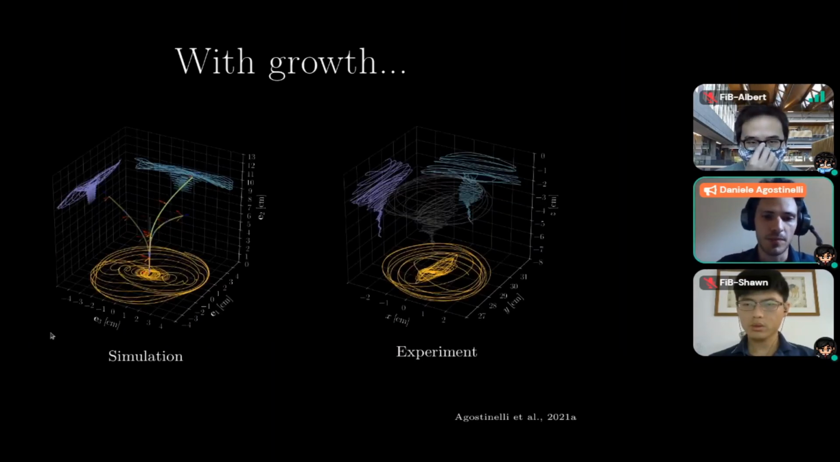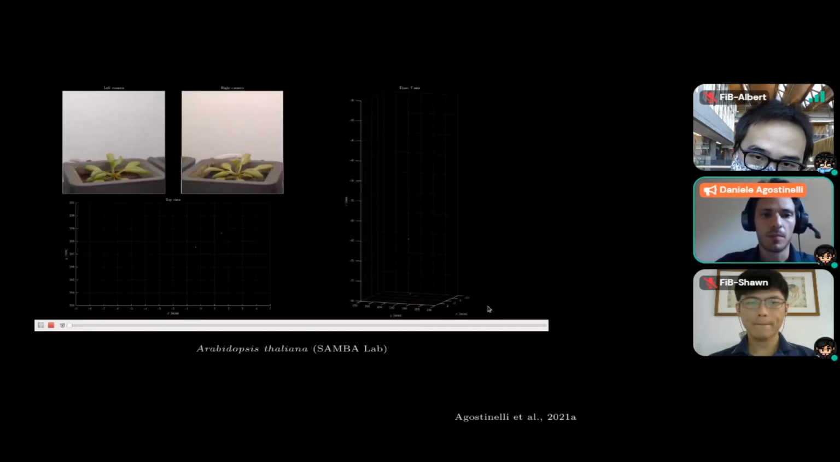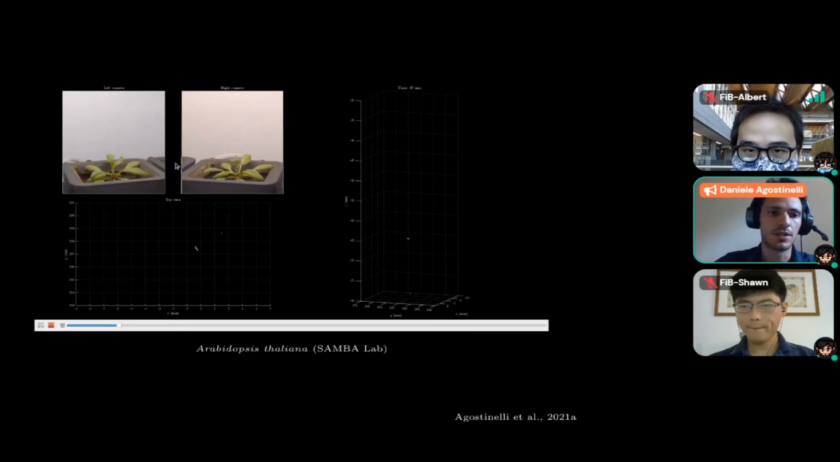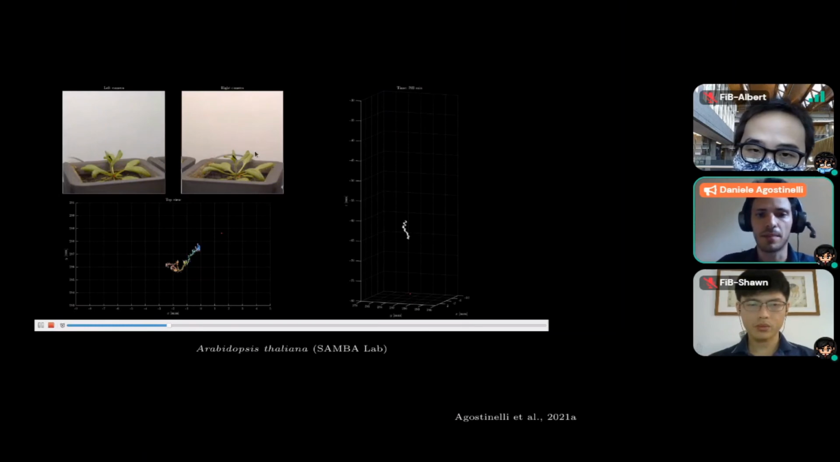As a proof of concept, we conducted some experiments on plants, and here we report the trajectories for a qualitative comparison between the simulation on the left and the experiment on the right. So talking a bit more about the experiments, we grew some specimens of Arabidopsis thaliana in our lab. Here on the top left, you see the stereo images. And we were able to reconstruct the three-dimensional trajectory here on the right.